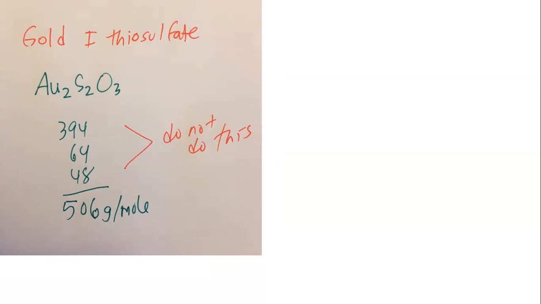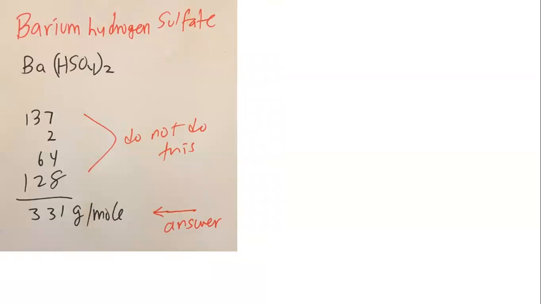Don't do it this way. This is a shortcut because it's Sunday morning and I'm trying to get this done for you. In the last one, barium hydrogen sulfate. Barium is a positive 2 ion and HSO4 is a negative 1 ion. So we're going to need 2 hydrogen sulfates. The formula is Ba(HSO4) in parentheses times 2.